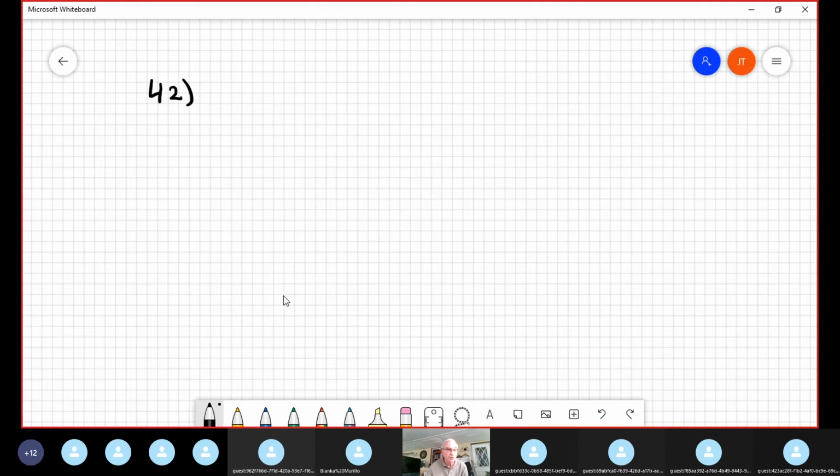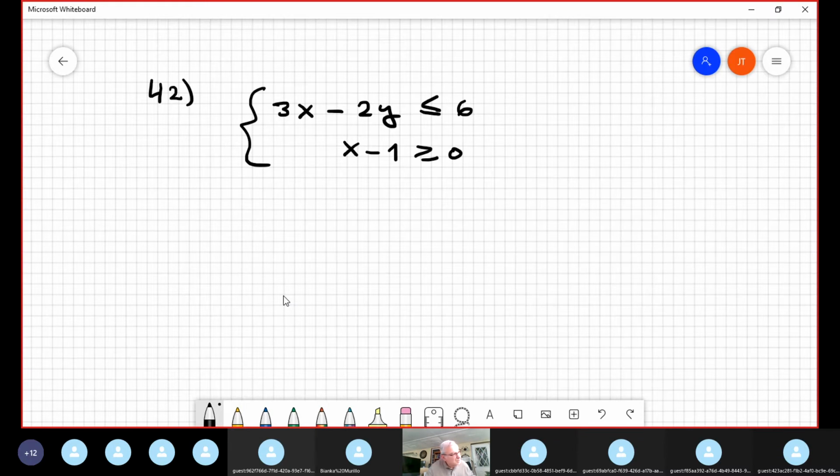Okay, 42 is 3x minus 2y less than or equal to 6, and x minus 1 greater than or equal to 0. I don't know why in this example. No, another example is different. Again, same idea.